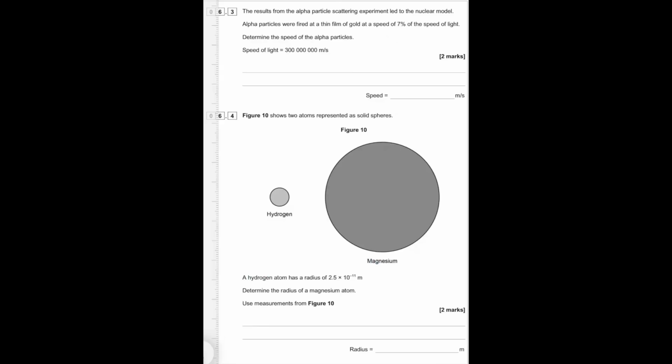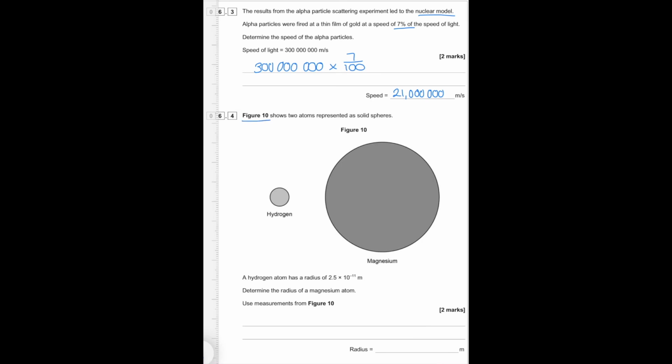The results from an alpha particle scattering experiment led to the nuclear model. The alpha particles were fired at a thin film of gold at a speed of 7% of the speed of light, and we've got to determine the speed of the alpha particles. We're given the speed of light, so if we do the speed of light times 7%, which is 7 out of 100, that gives us an answer of 21 million meters per second.